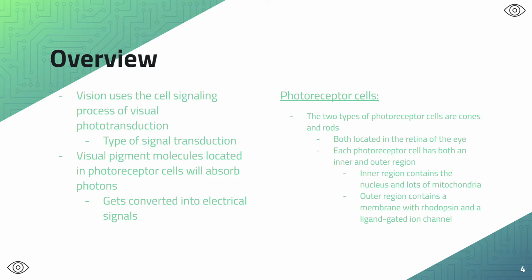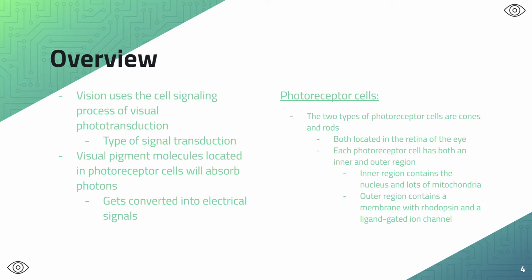So visual pigment molecules are located in photoreceptor cells, which are rod cells and cone cells. And these will absorb photons which get converted into electrical signals. Both cone cells and rod cells are located in the retina of the eye, and their shape has long and narrow tubes that have an inner and outer region.